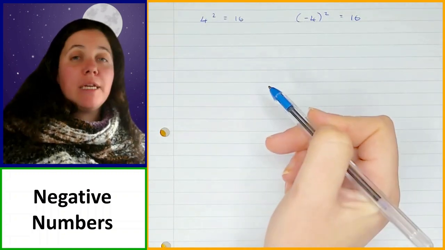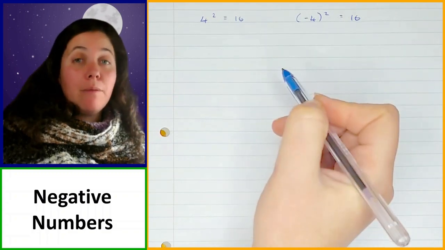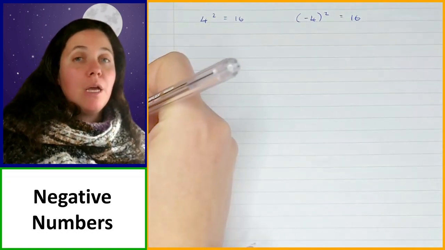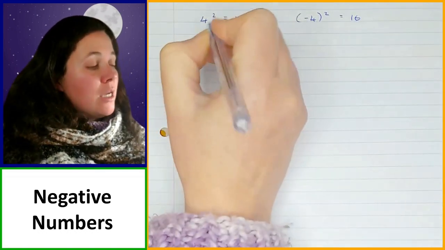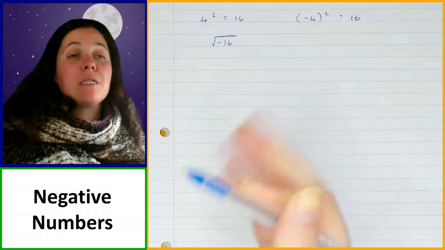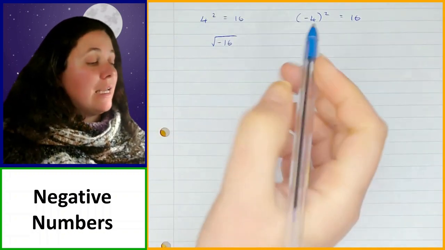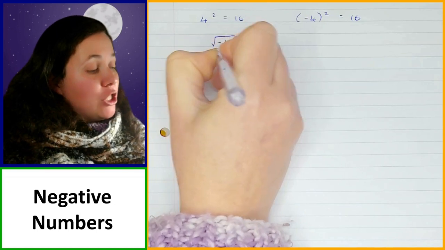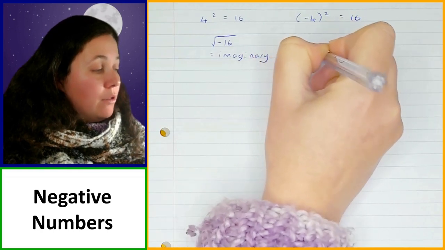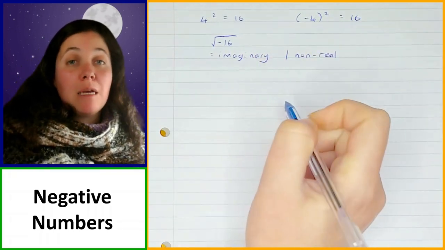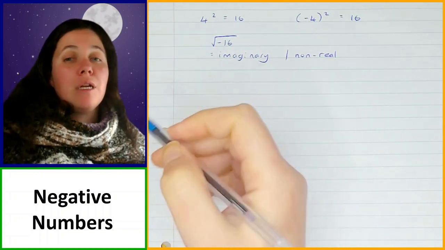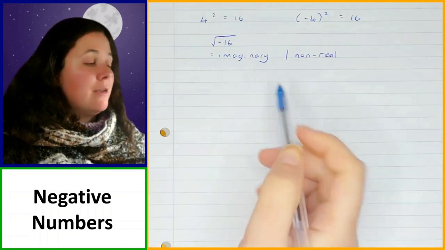So it's impossible for you to get a negative square number, which means that you can't find the square root of a negative number, because there's no number that you could square to get that number in the first place. So if you do happen to get a question like this, the square root of negative 16, or something like this, where you've got a negative which you are square rooting, then this is what we call imaginary or non-real. Doesn't matter which term you use, they both are correct, but this is what we call imaginary or non-real. It is not part of the real number system that we are used to dealing with.